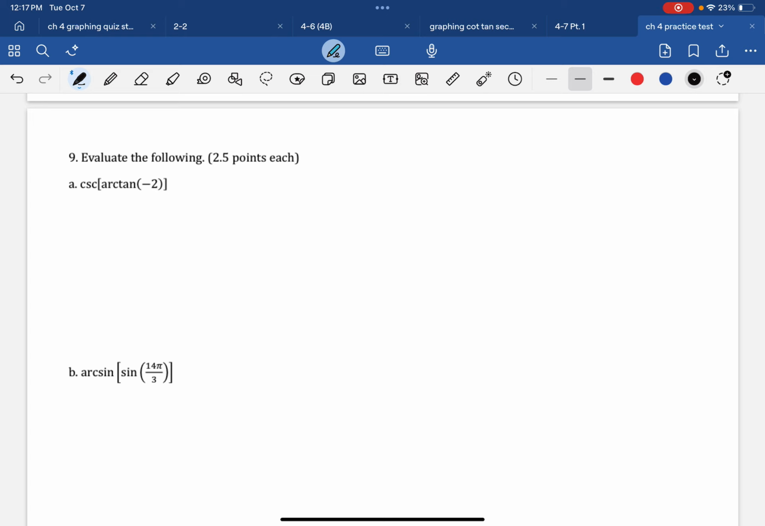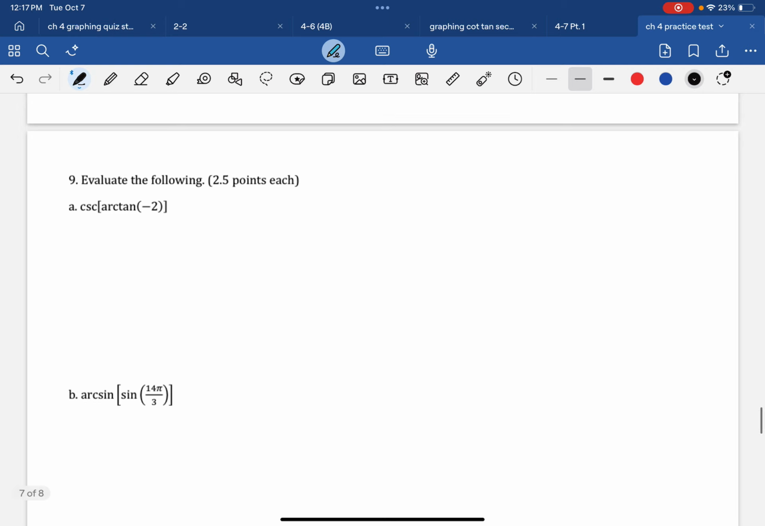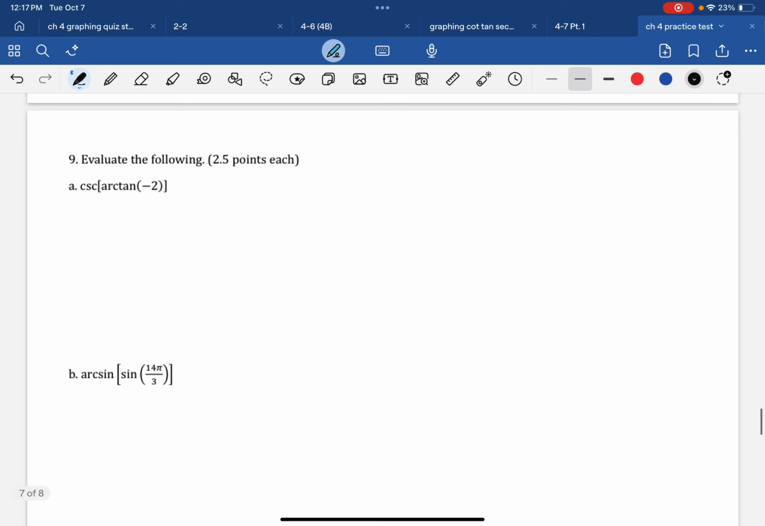Now, we know that the range of arctangent is quadrants 1 and 4. So what we're going to do is construct this arctangent on the coordinate plane. We're looking for a value of theta such that tangent theta equals negative 2. And then our final answer is going to simply be cosecant of theta.